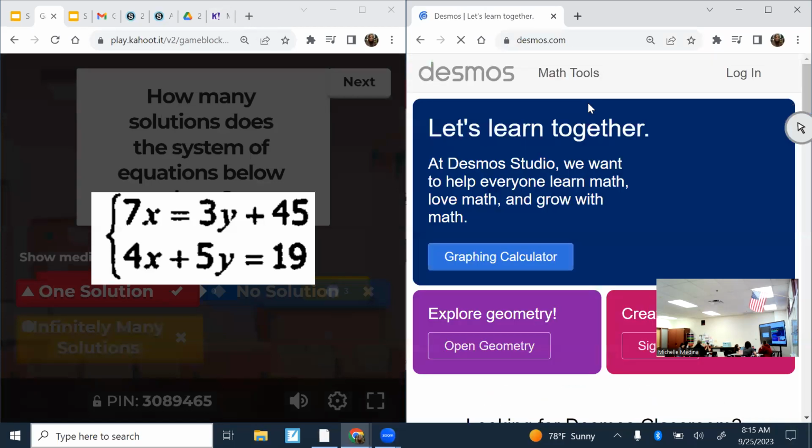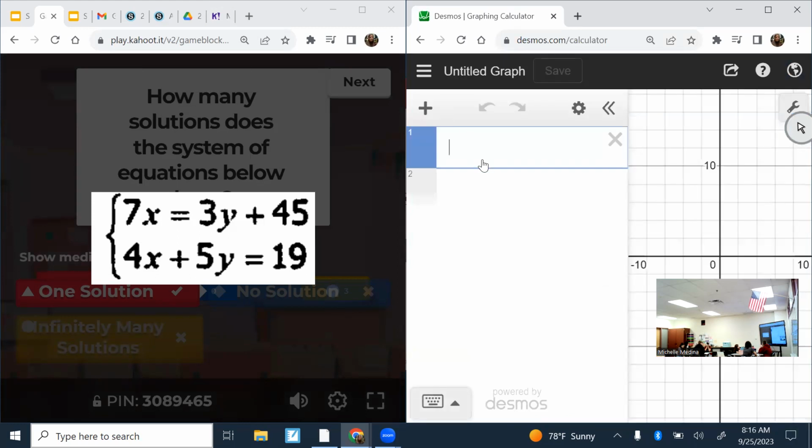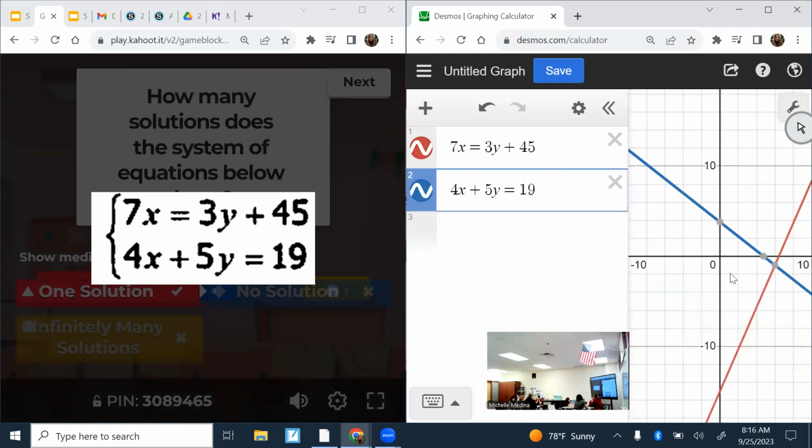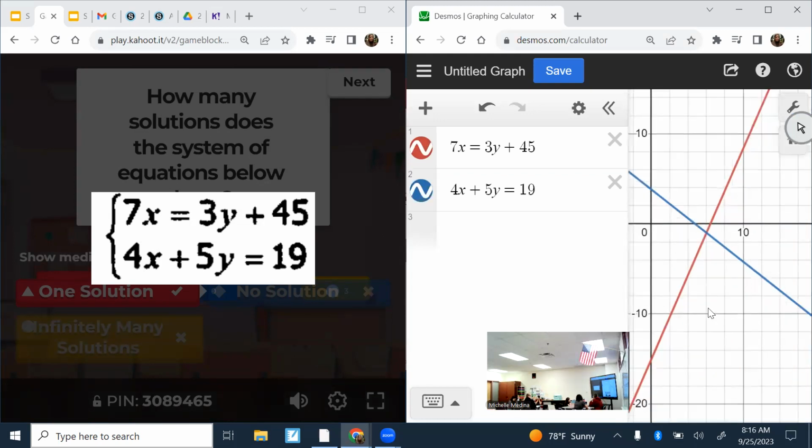In some graphing calculators, you have to make sure that you rearrange it first. In Desmos, you don't have to. You can just type it in exactly how it looks. If they use other variables than x and y, it won't work, so just make sure you change that if you do. And visually, you can tell it only intersects at one spot. Where it intersects would be your solution. So questions on that? That's the combination of x and y that make both equations still true.